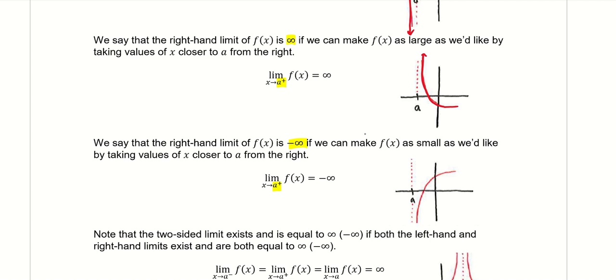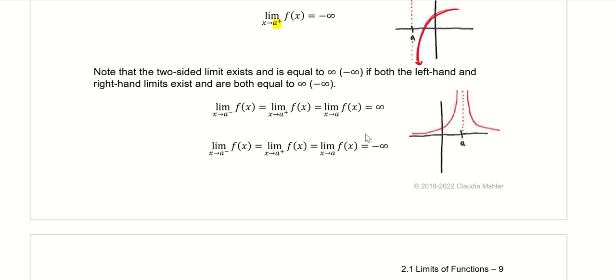And then negative infinity for my right-hand limit can occur if, again, I'm approaching from the right, but now my function shoots down. Down, down, down. I don't cross a. It's a vertical asymptote. My limit is negative infinity.